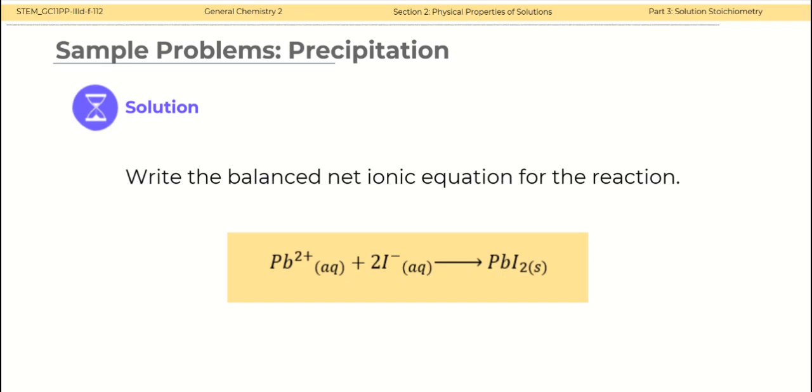Solution. Write the balanced net ionic equation for the reaction. The equation is given by 1 mole aqueous lead 2 plus ion plus 2 moles aqueous iodide ion producing 1 mole lead 2 iodide precipitate.